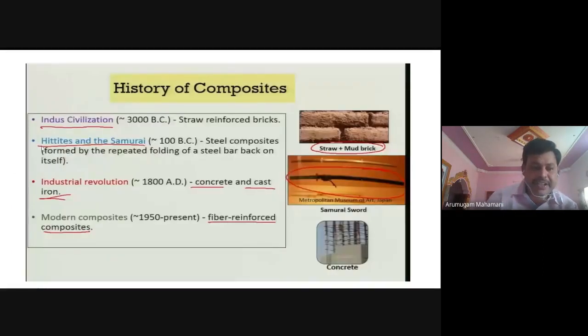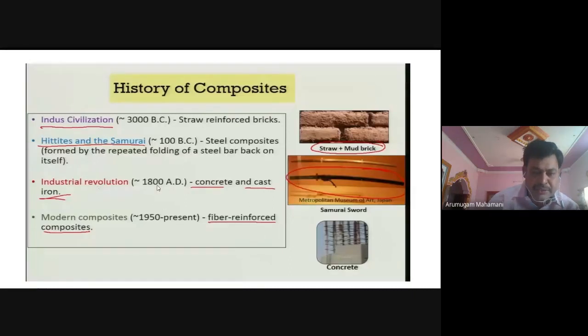Next, further history of composite. In the Hindu civilization, 300 BC, you have straw reinforced brick. Straw plus mud brick is available in 3000 BC. And the Samurai made a composite form called laminate. So laminate also comes under composite. They formed steel composite by repeatedly folding a steel bar back on itself, and finally they made a sword. So a laminate is one kind of composite.